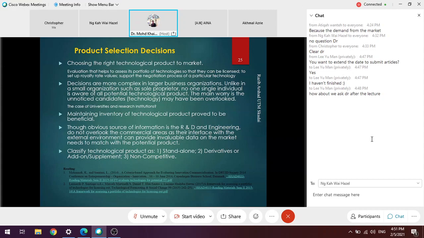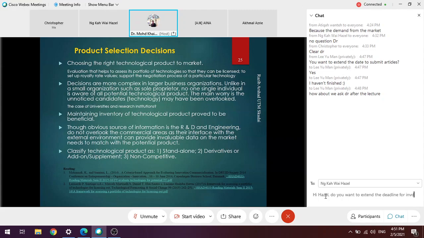All right, so this is a lot of things. We need to classify the technological product as standalone, derivative, add-on, supplement, or non-competitive. These are the types of technological product. Number one, standalone, meaning the product can be operated on its own. For example, you give something to your transferee without any supporting technologies, just electricity, and it can run standalone. Very simple, straightforward.